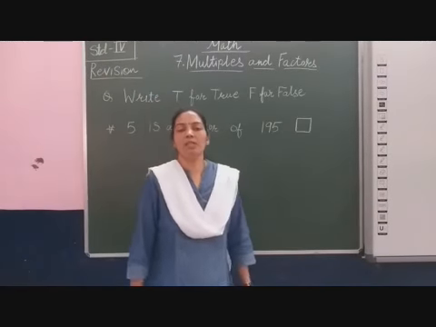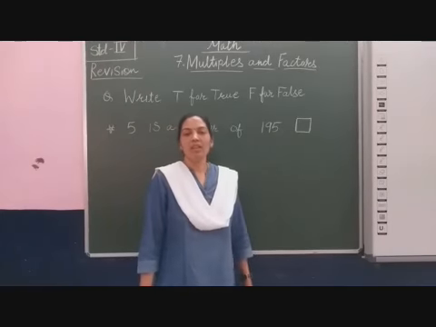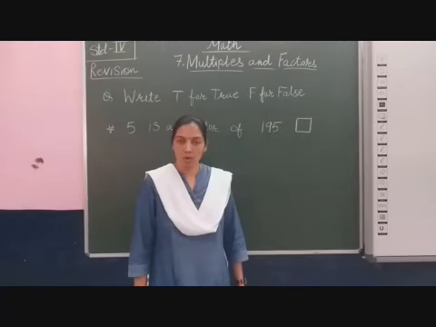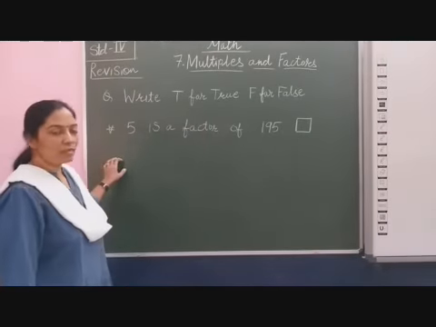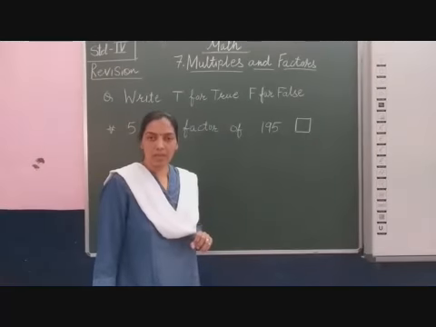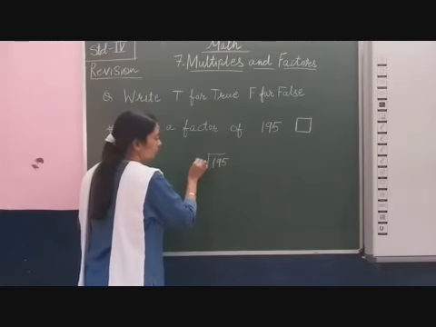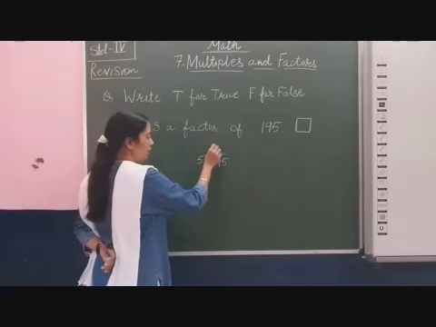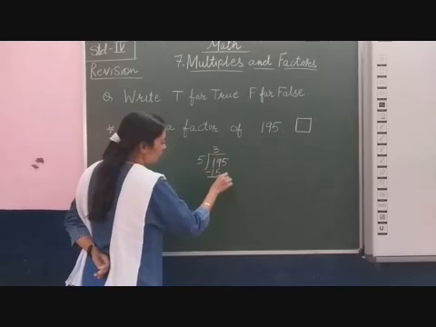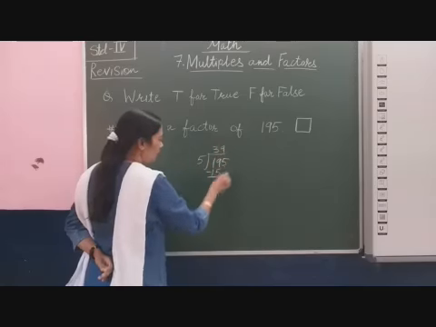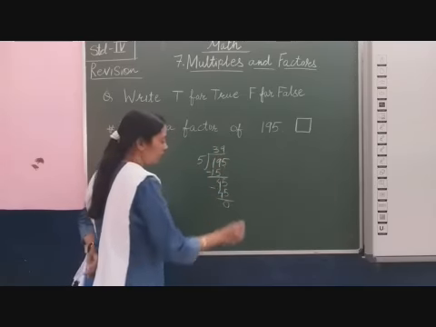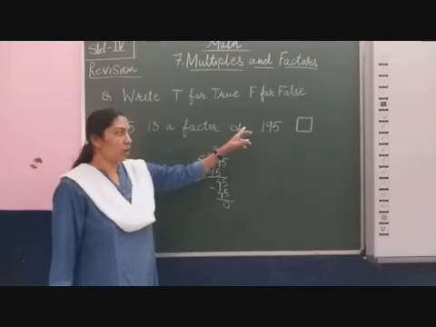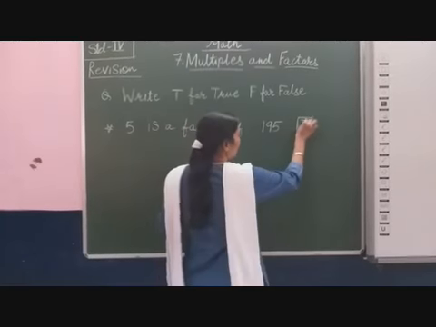Now the next statement is given: 5 is a factor of 195. First of all we have to find out, then we can say whether this statement is true or false. For 5 to be a factor, we have to divide 195 by 5. Directly we take two digits, 19. 5 3s are 15, difference is 4. Then we bring down 5, so 5 9s are 45, and here we get the remainder 0. On that basis we say that 5 is a factor of 195.